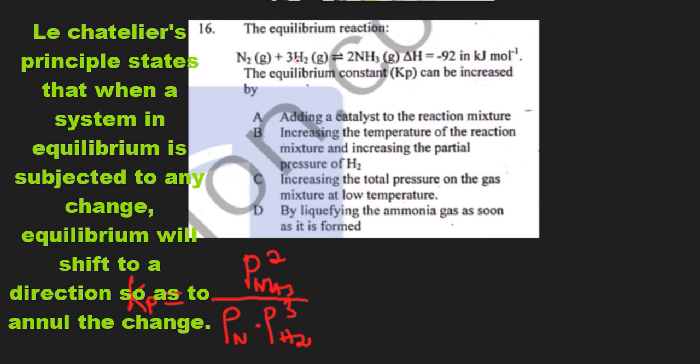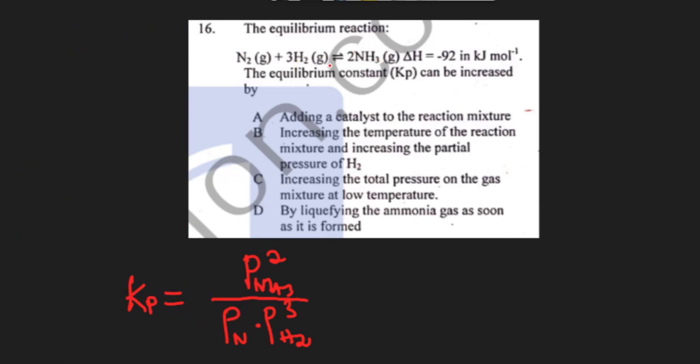So we look at this, the number of moles on the right hand side is less than the number of moles on the left hand side. To that effect, if we increase the pressure, the equilibrium position shifts to a direction where there are fewer moles, thereby more ammonia is going to be produced, and as a result the concentration is going to increase. And from this numerator, therefore, the value of Kp is going to increase. Our answer is C, increasing the total pressure on the gas mixture at low temperature.